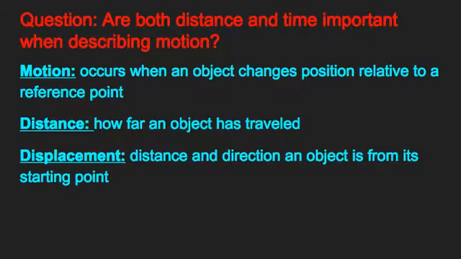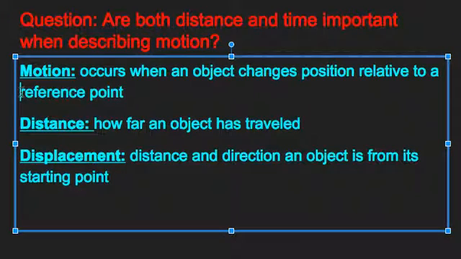Okay, here we go. So the question that is going to go at the top of page 50 is, are both distance and time important when describing motion? Then go ahead and put in section 1, describing motion, between there. Your first vocab term is motion. And as we discussed in class, motion occurs when an object changes position relative to a reference point.